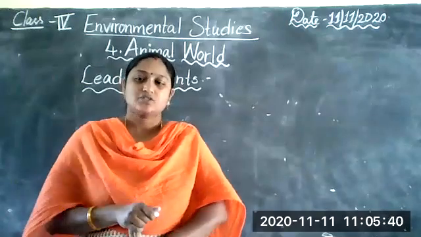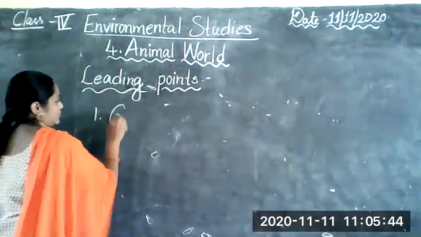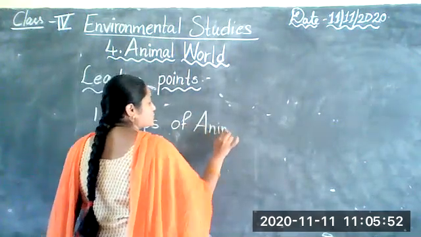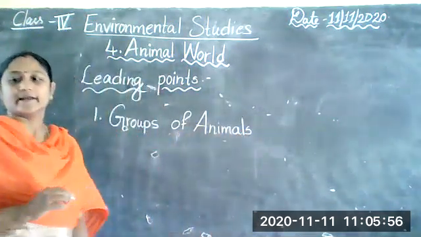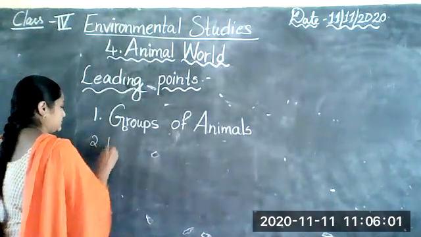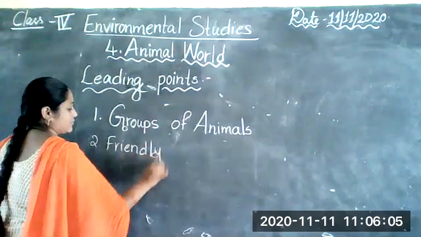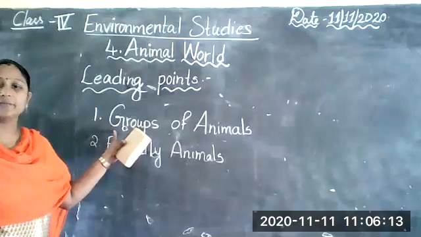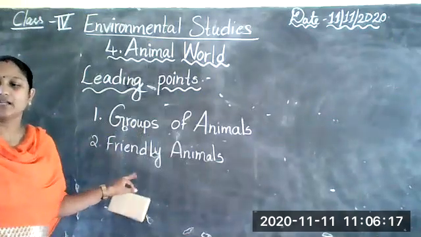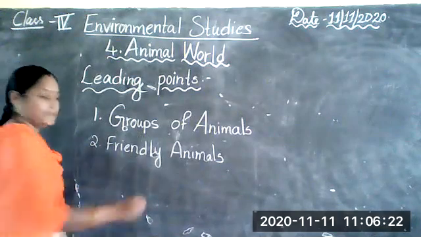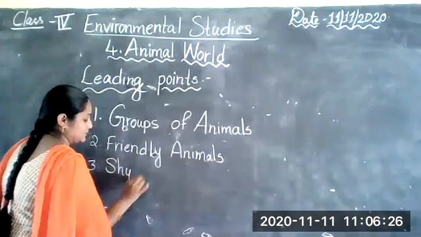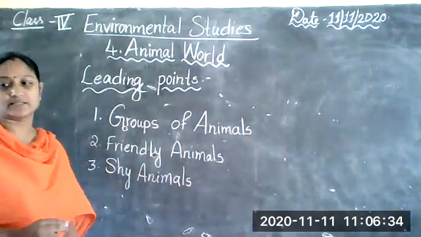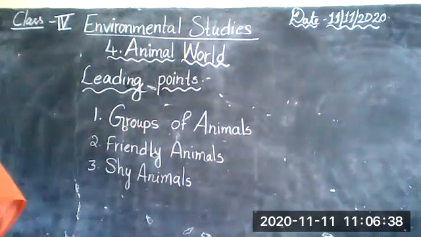That is what I am explaining to you. The first one, groups of animals. The topic name is groups of animals. Next, the second one, friendly animals. The third one is shy animals. S-H-Y, shy animals. A-N-I-M-A-L-S, animals. Next one, give and take relationship.